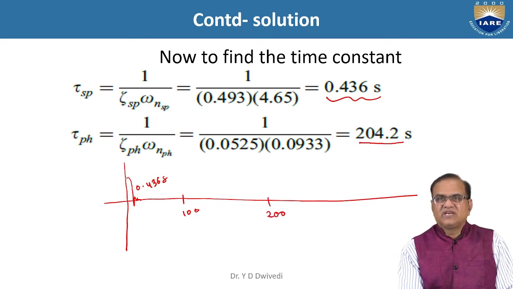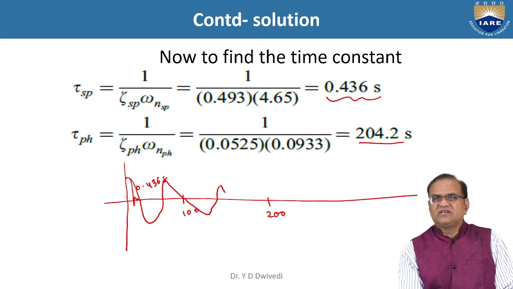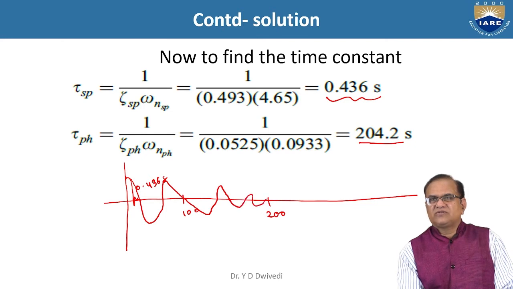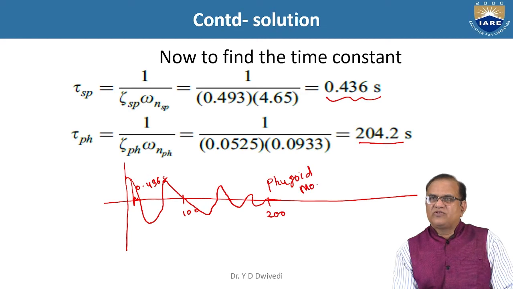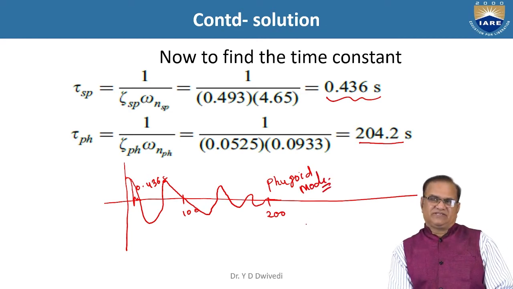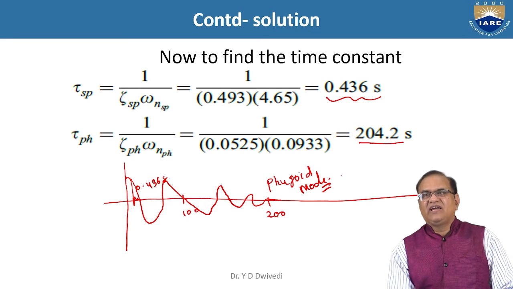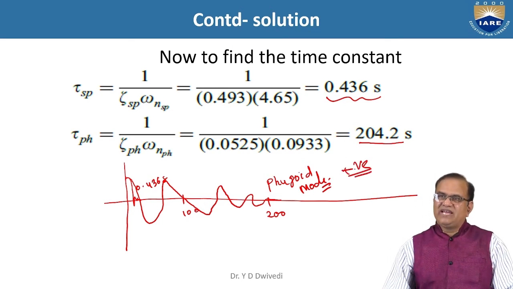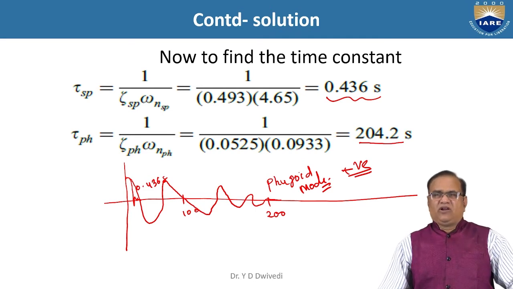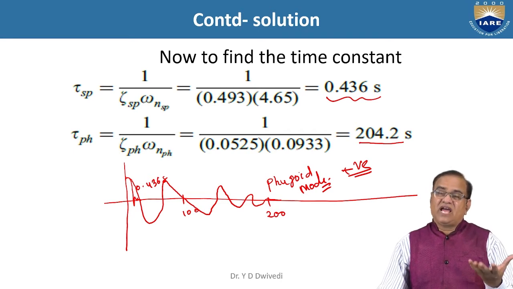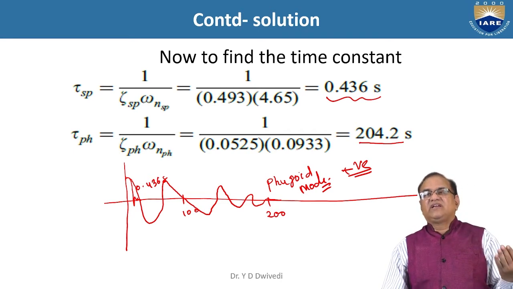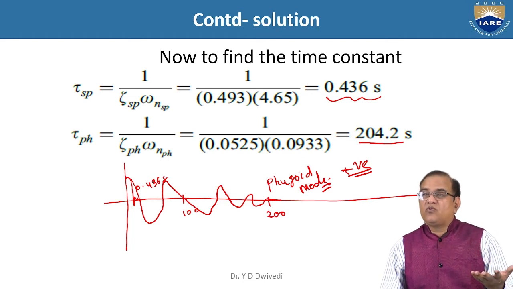So it will start from here, go like this, slowly, slowly, slowly, it will come like this. So this is called the forward mode, and both are stable cases. Because we are getting all values positive. If we are getting omega n, zeta, tau sp, tau ph positive, it means they are stable. But if the time values are very, very high, it means it is a forward mode, and it will take 204.2 seconds.